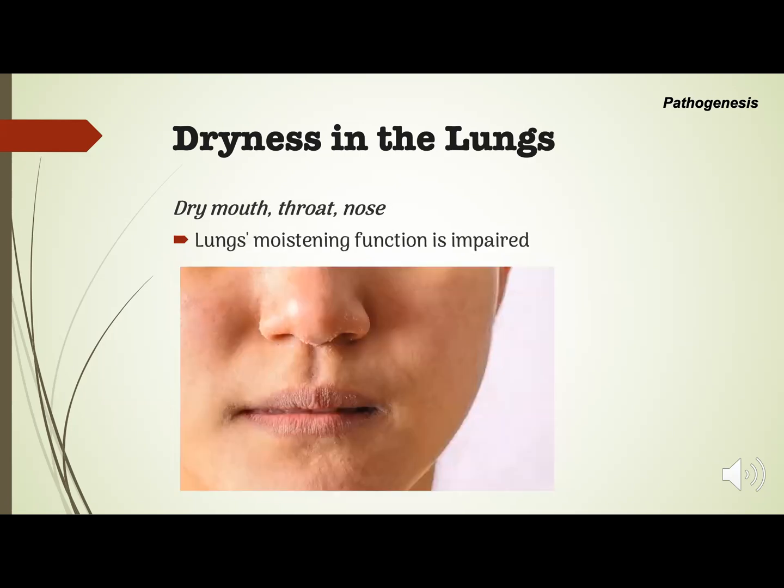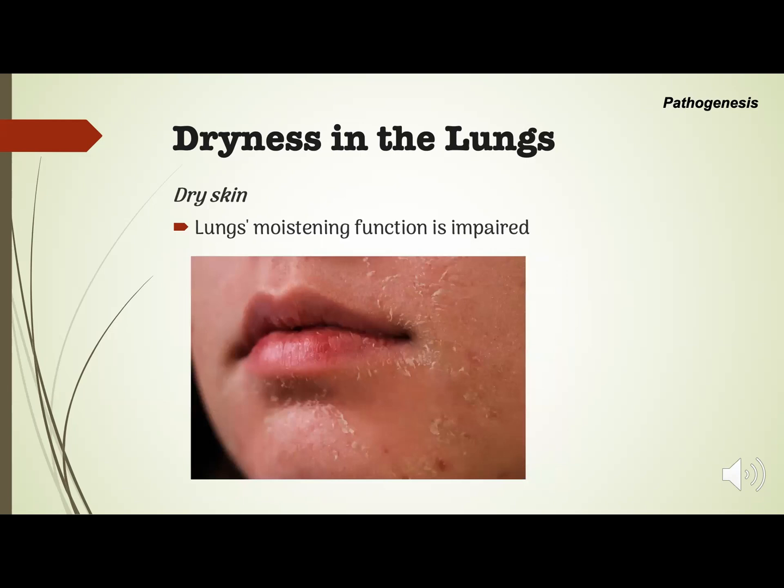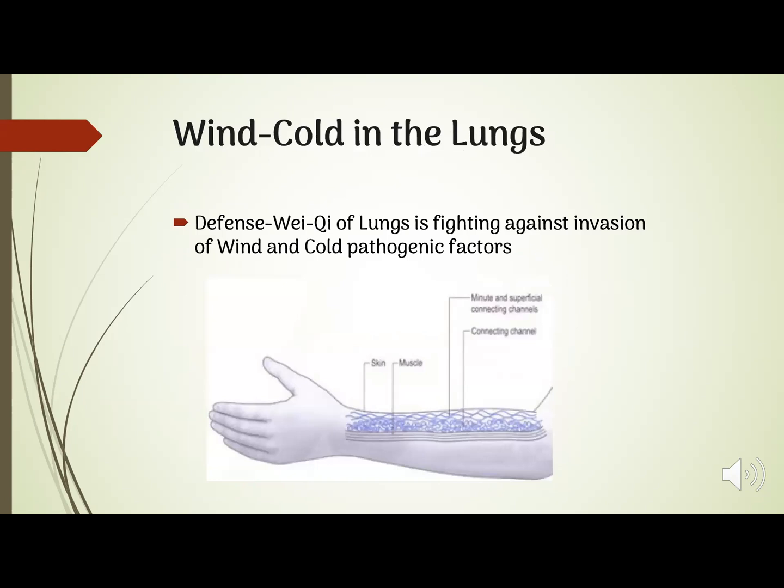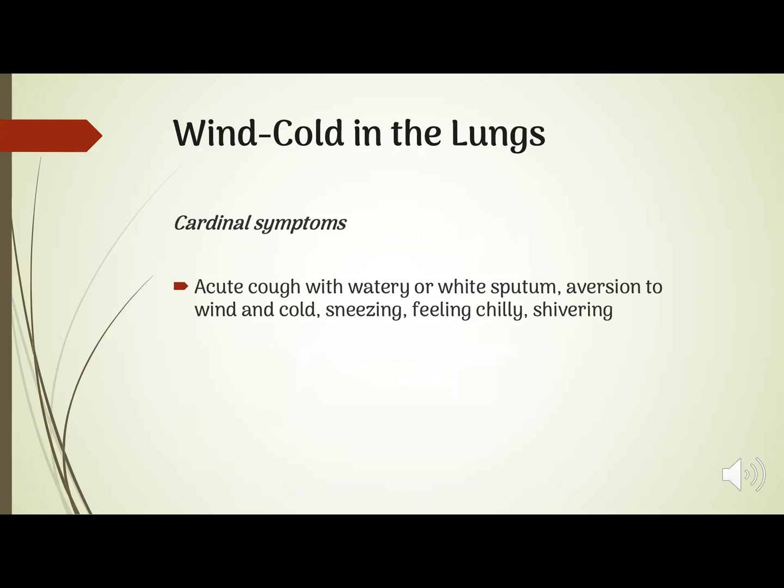Dry mouth, throat, and nose is due to the fact that there is impairment of the lungs' moistening function. Skin is dry because of impairment of lungs' moistening function. Wind cold in the lungs. In wind cold in the lungs, the defensive qi or wei qi of the lungs is fighting against the invasion of wind and cold pathogenic factors. Cardinal symptoms: acute cough with watery or white sputum, aversion to wind and cold, sneezing, feeling chilly, shivering.